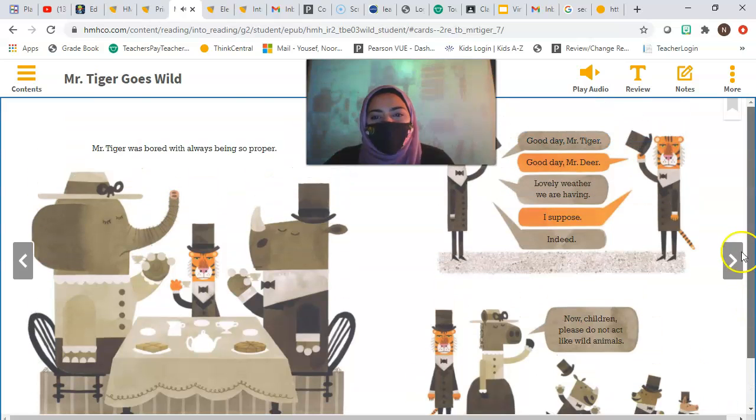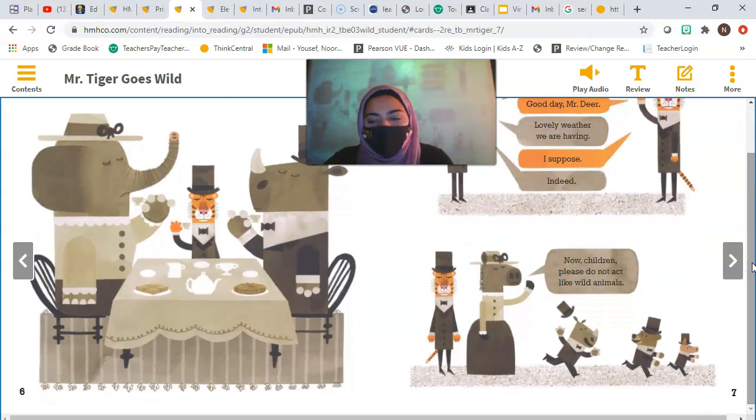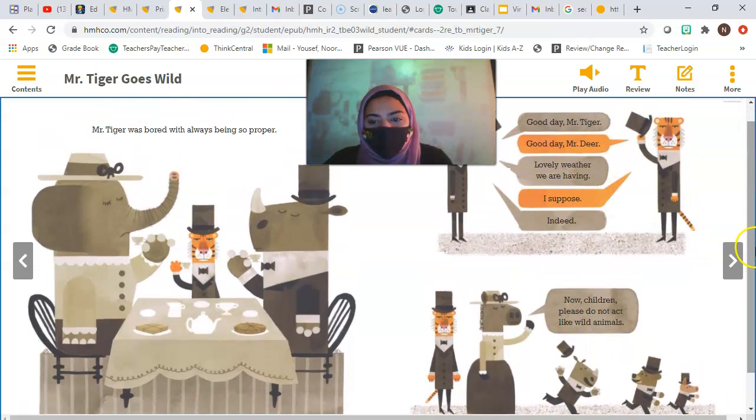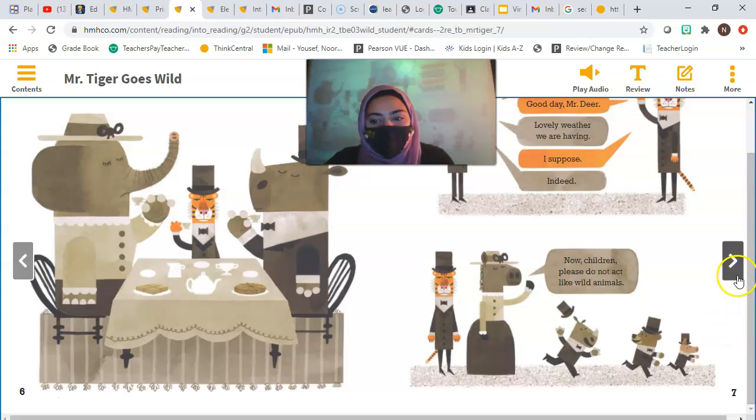So are the animals in the story proper? Do you think Mr. Tiger likes it? Look at his face. Does he look happy about it? He looks bored about it. And look what he says back. He says, I suppose. Like, I guess. Right? Yes.